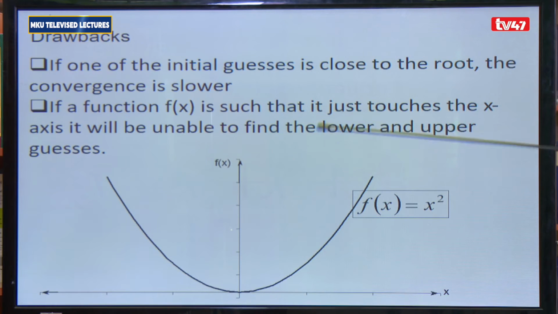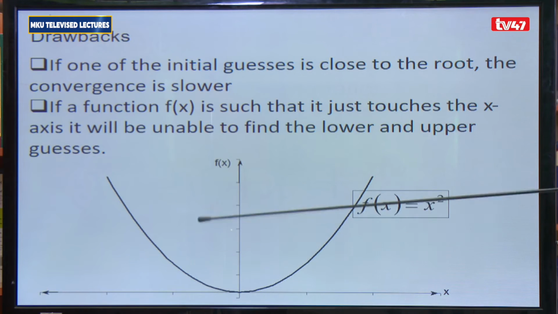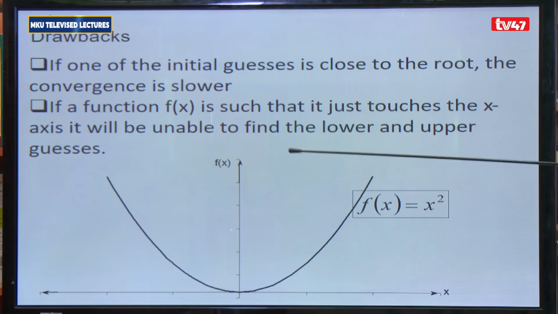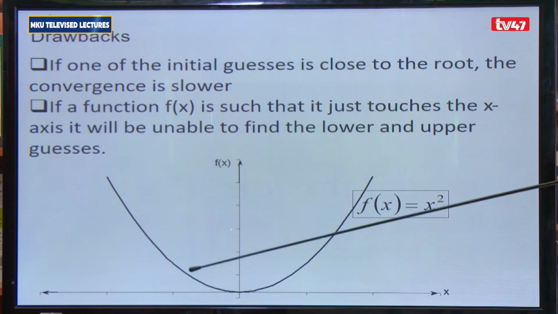So if a function f(x) is such that it just touches the x-axis, like the function f(x) = x squared, then it will be hard for us to find the lower and the upper guess. Our two guesses, A and B, should be such that f(A) is negative and f(B) is positive. But here we cannot have a value that gives us a negative value at that point.